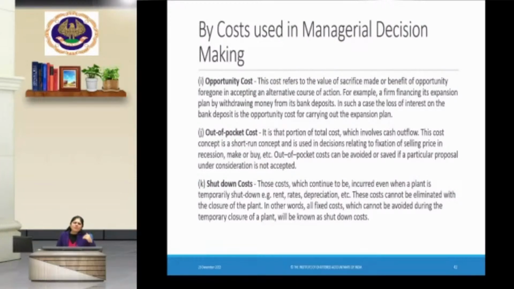So for everything we do, we have foregone some benefit elsewhere. One benefit we have foregone because we have invested somewhere else. That is opportunity cost. All right.